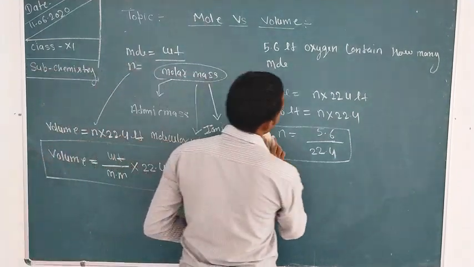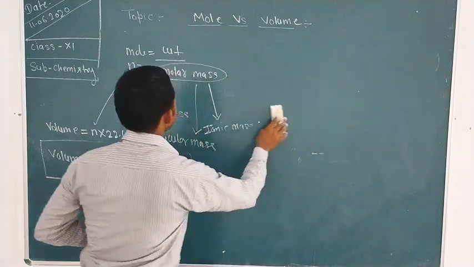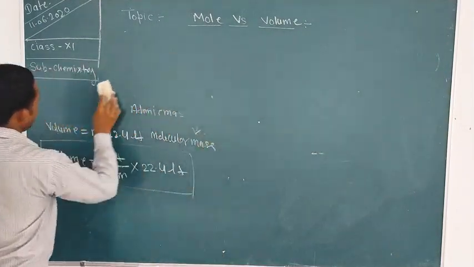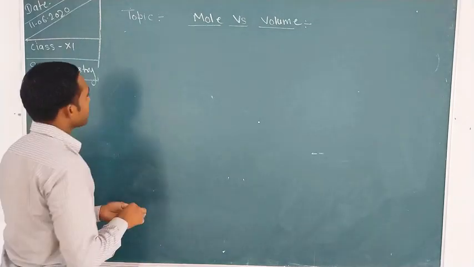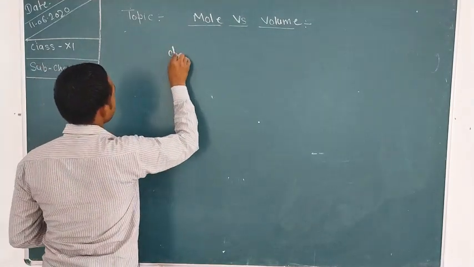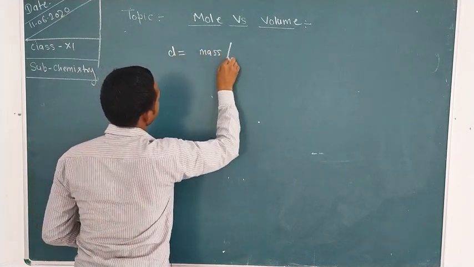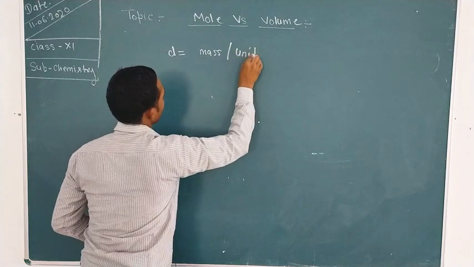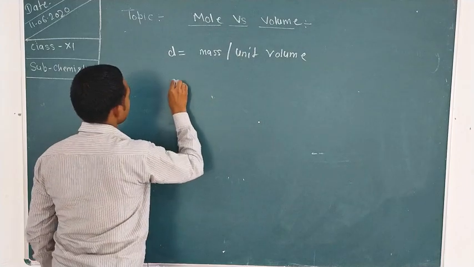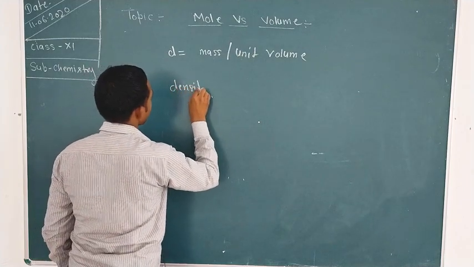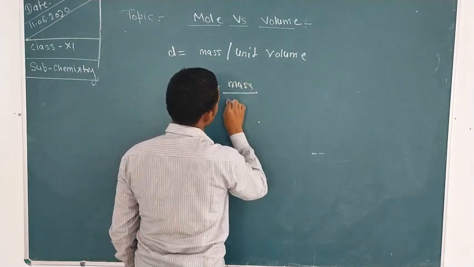This is completed. So I again discuss a new topic, that is density. In the previous class we learned about density. Density equals mass per unit volume. That is the formula of density. Density equals mass upon volume.